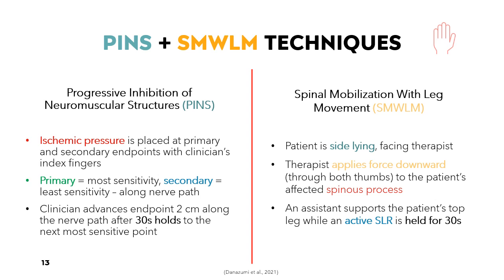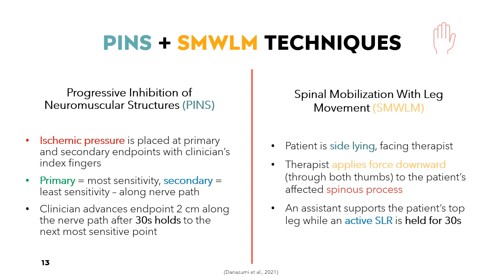PINS uses ischemic pressure with index fingers along the nerve path at two endpoints. After a 30-second hold at the most and least sensitive points, the clinician moves 2 centimeters away from the most sensitive point towards the least sensitive point along the nerve. They continue this pattern of 30-second holds until the two endpoints are 2 centimeters apart.